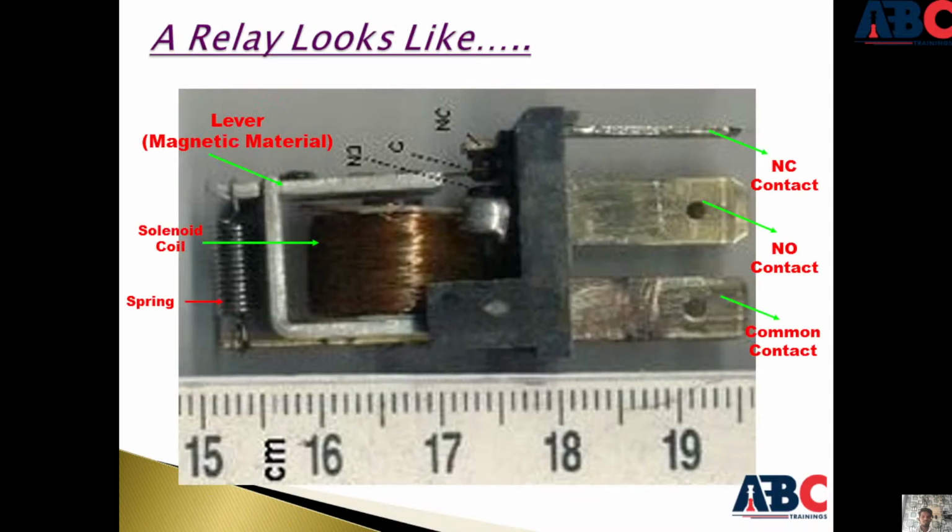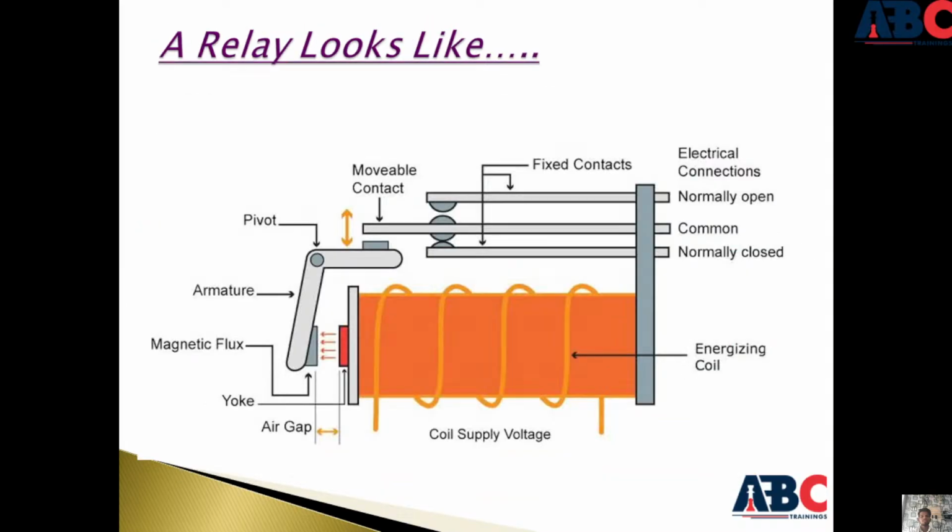A relay looks like this. This is the image of the relay: lever, magnetic material, solenoid coil, spring, NC contact, NO contact, and common terminal. A relay looks like the pivot, armature, magnetic flux. These are the internal structure of the relays.